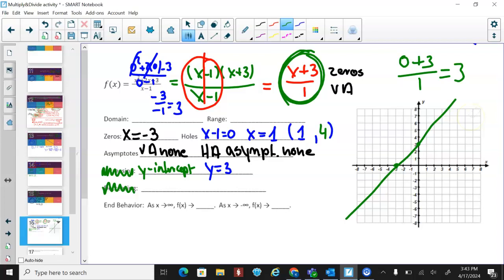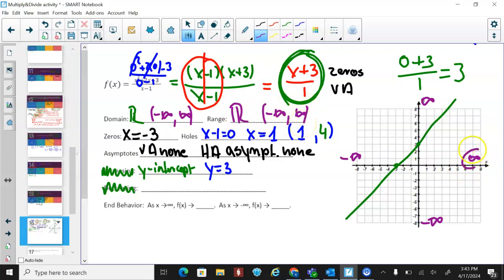So when I'm talking about domain and range, domain is all real numbers. Remember, the domain goes from negative to positive. So we're going to go from negative infinity to positive infinity. Okay, always negative to positive. And range goes up and down, from the bottom to the top. So again, from negative infinity to positive infinity, all real numbers because we do not have an asymptote. Okay. Now end behavior, on the right side, my function travels up. Okay.